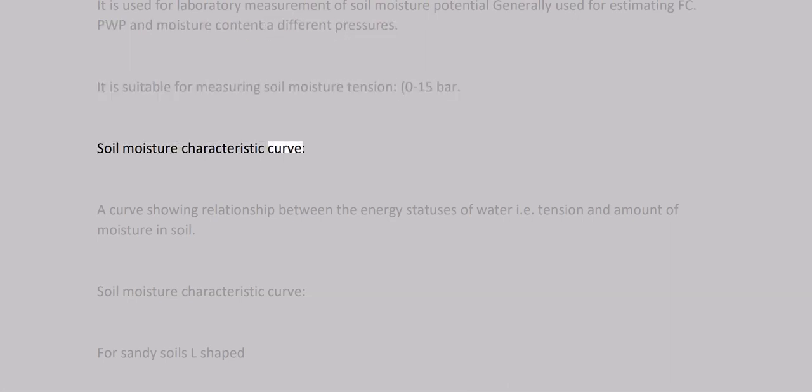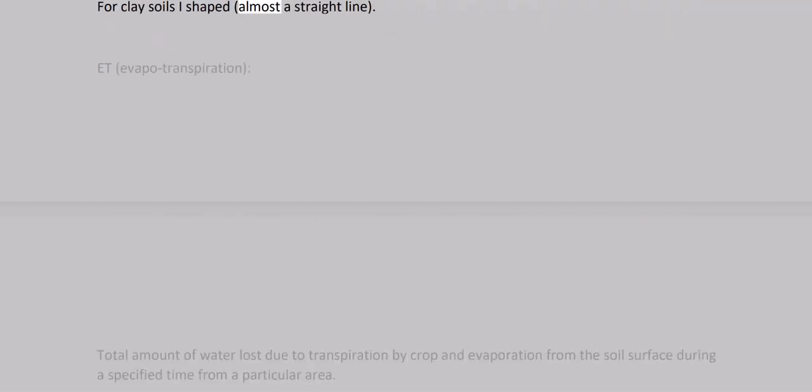Soil moisture characteristic curve: a curve showing the relationship between the energy status of water, i.e., tension, and the amount of moisture in soil. For sandy soils, it is L-shaped. For clay soils, it is I-shaped, almost a straight line. ET, evapotranspiration.